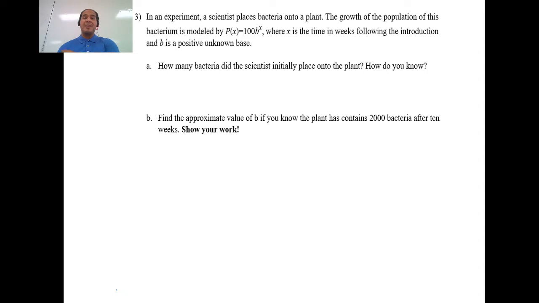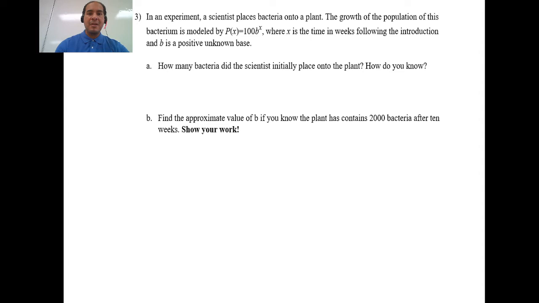And in an experiment, a scientist places bacteria onto a plant. The growth of the population of this bacterium is modeled by P of x is equal to 100 times b to the power of x, where x is the time in weeks following the introduction, and b is a positive unknown base. So using our idea of f of x is equal to initial term times growth factor to the power of x, let's answer that first question.